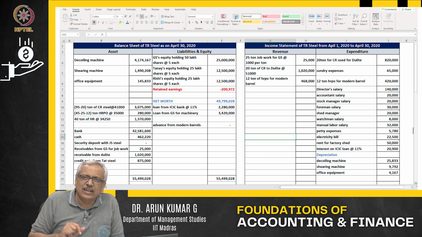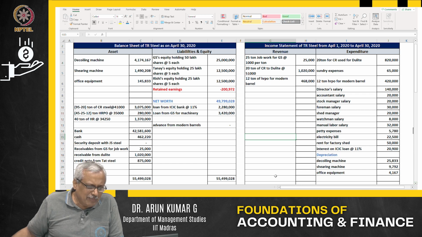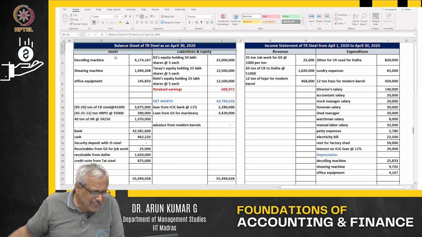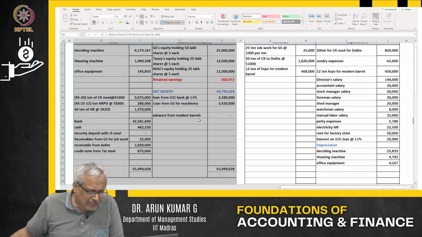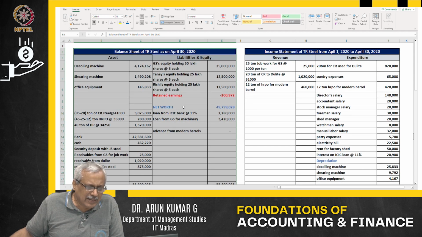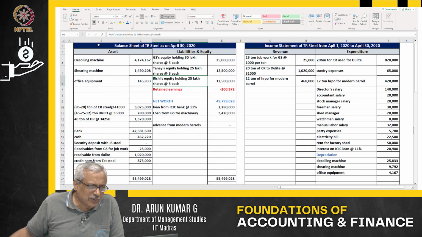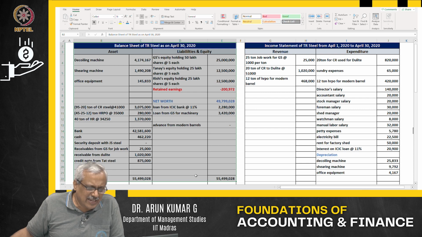On the 1st of May, how will the balance sheet look like? The balance sheet will look exactly the same. This is the balance sheet as of 30th of April, end of the day. That means 1st of May morning, how will the balance sheet look like? The balance sheet will look exactly the same. That's all.